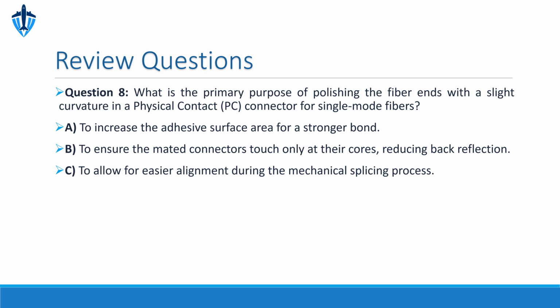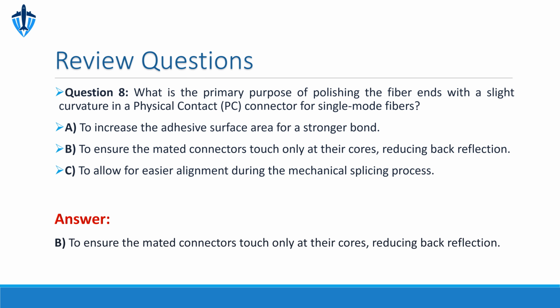The correct answer is B. To ensure the mated connectors touch only at their cores, reducing back reflection. As we explained, for single-mode fiber, the ends are polished with a slight, precise curvature. This intentional design creates a connection where the two fiber cores are in direct physical contact, but the surrounding cladding areas are not. This minimizes the air gap at the critical core interface, which in turn greatly reduces back reflection.